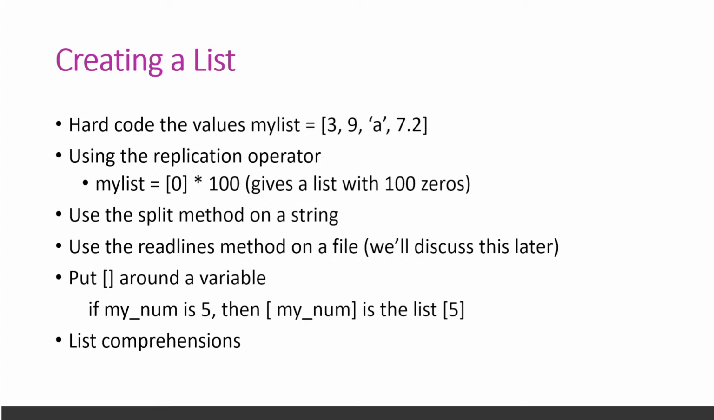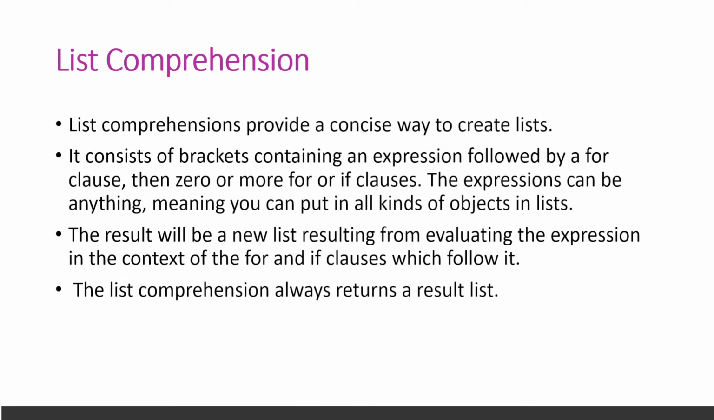We can put a square bracket around any variable that already exists. That basically turns it into a list. And finally, list comprehensions, which, let's talk about list comprehensions, and then we'll do an example of the replication operator, the split method, and list comprehensions all at once.